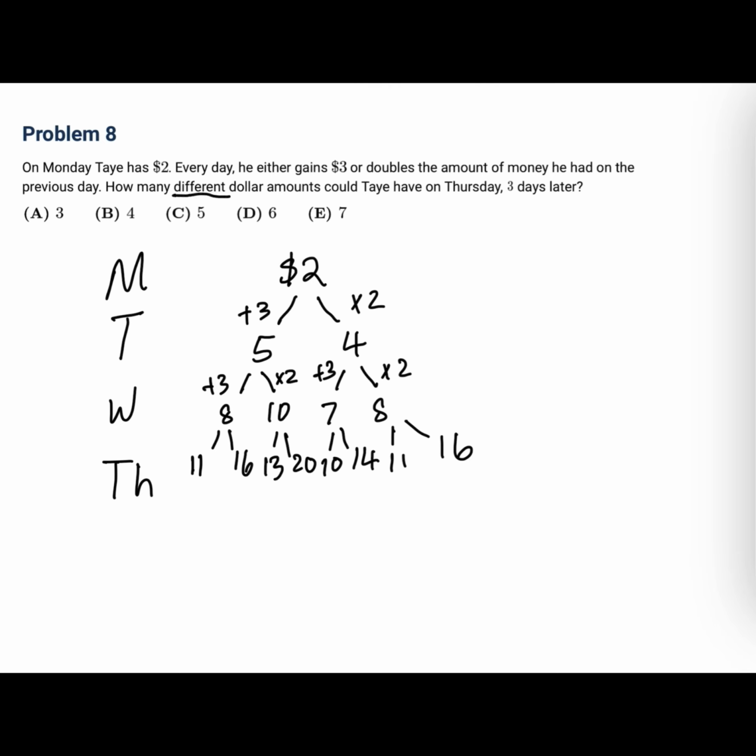So let's go through and eliminate all the doubles. We have 11, 16, 13, 20, 10, 14, 11, and 16 again. So we can go ahead and cross off those 2 options. That's going to be 8 minus 2 options. So our answer is going to be D, 6.